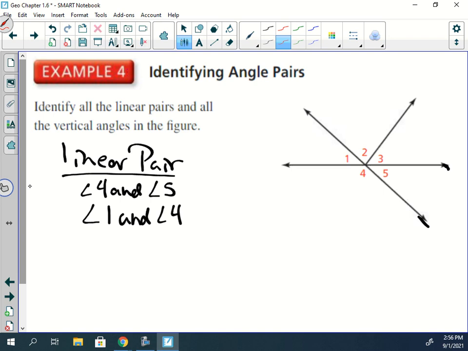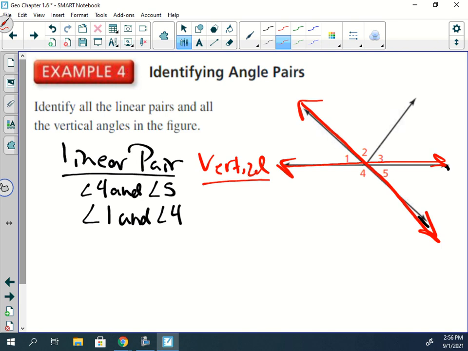Now the other one is vertical angles. Vertical angles are where two lines cross and their sides make opposite rays. Well, if we look at this here, this line and this line here do cross. So the angles contained between them will be vertical angles. So that would be what? Angle 1 and 5.